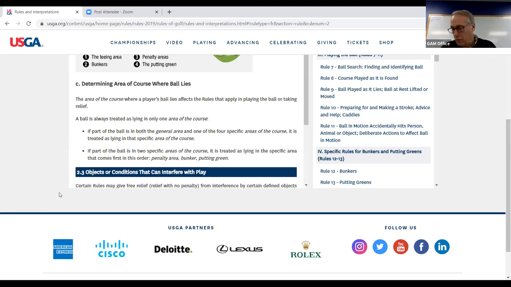Okay, I'm going to go over the abnormal course conditions definitions. There are four abnormal course conditions: animal hole, ground under repair, removal of obstruction, and temporary water. Animal hole has been expanded in this latest set of rules, which I think is good because no one ever understood what an animal was before. Now it's considered just about any animal.